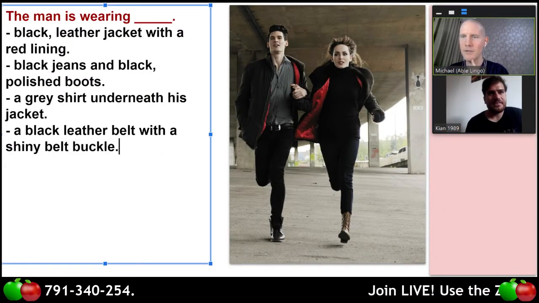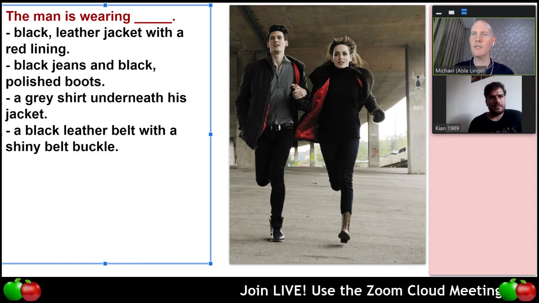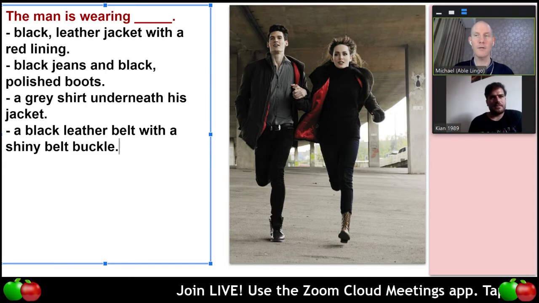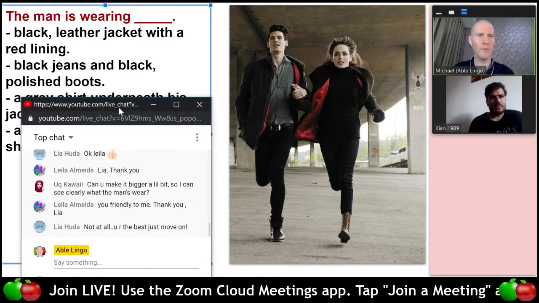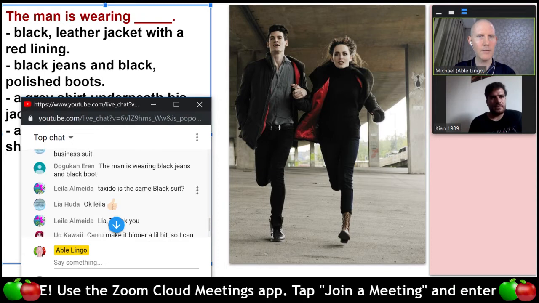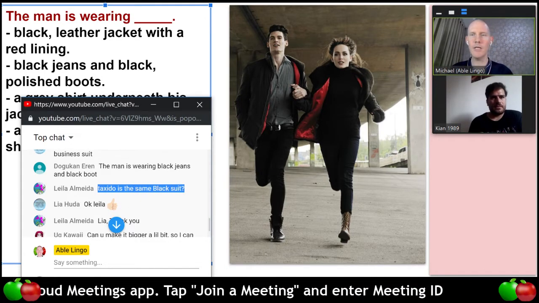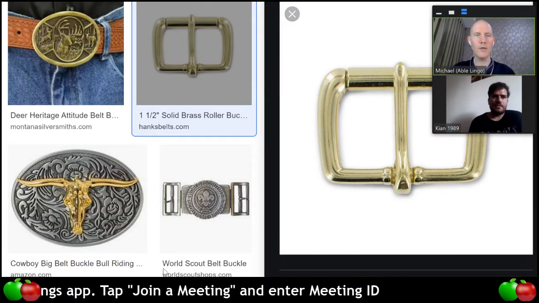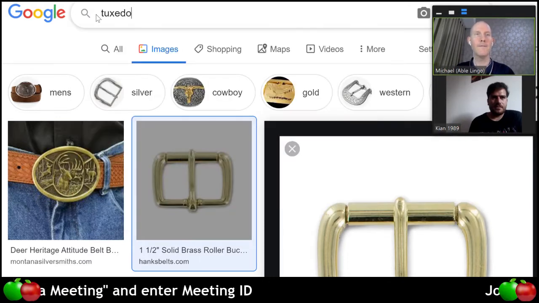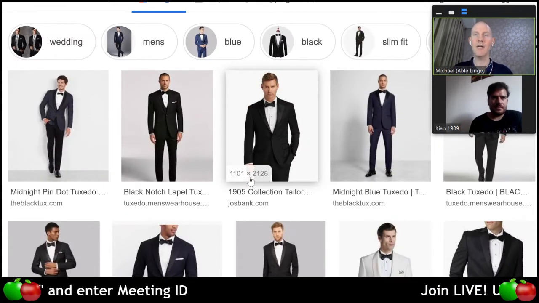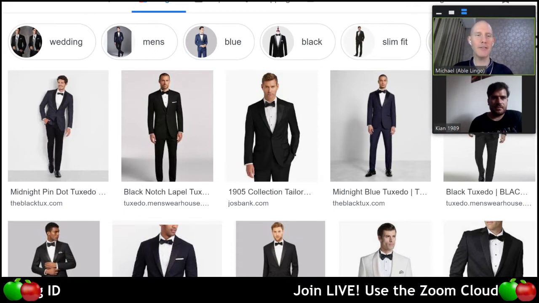So let's see. Layla Almeida has said, is a tuxedo the same as a black suit? All right, let's see. I'm going to put her comment over here and highlight it so everyone can see it on Zoom as well. I think she meant tuxedo, but is a tuxedo the same as a black suit? Well, let's take a look. So we have a tuxedo. This is like James Bond kind of stuff.